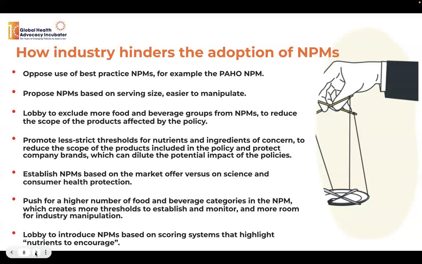The industry also establishes nutrient profile models based on the market offer and not based on science and consumers' health protection. We also documented that the industry pushed for a higher number of food categories in the nutrient profile model, which creates more thresholds to establish and to monitor, more work for the government. It's more complicated to enforce, and there is more room for industry to manipulate. And as I mentioned before, industry normally lobbies to introduce nutrient profile models that are based on scoring systems, highlighting the nutrients to encourage. Next slide, please.